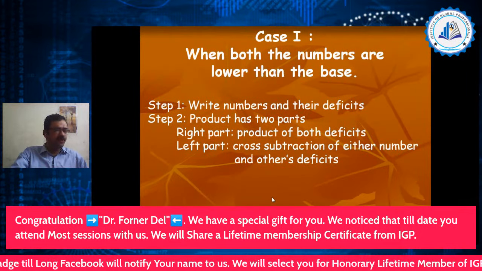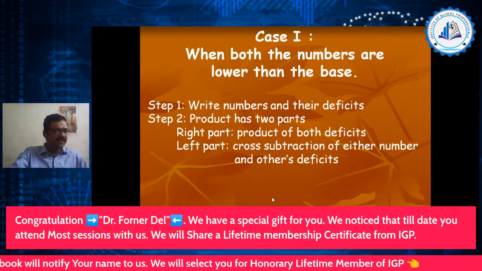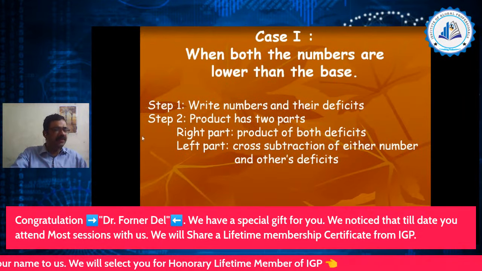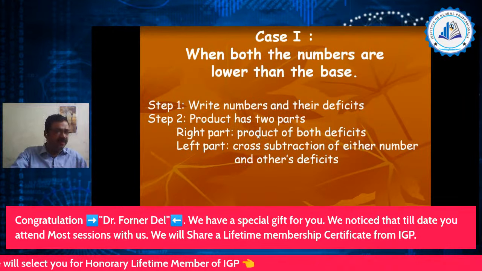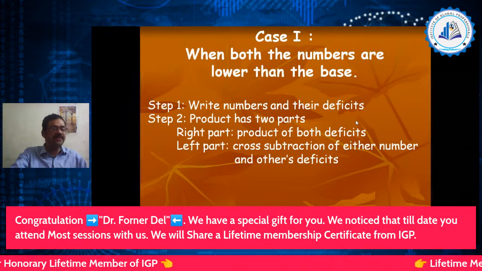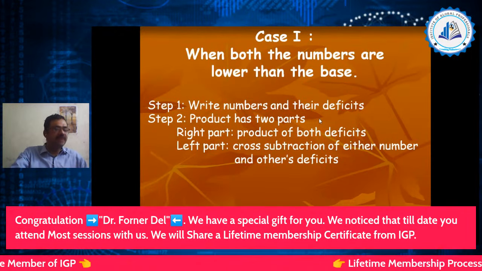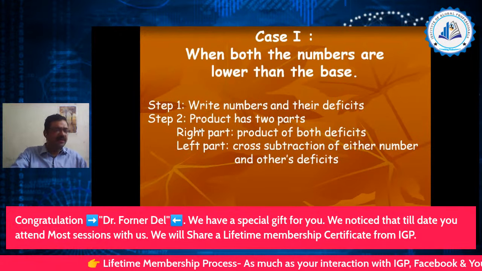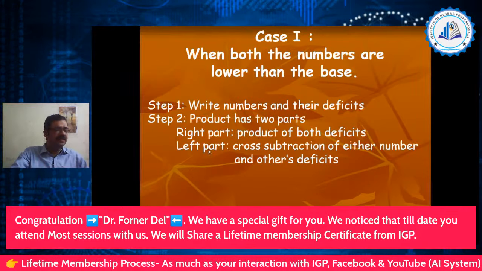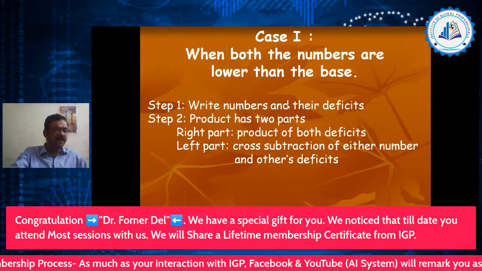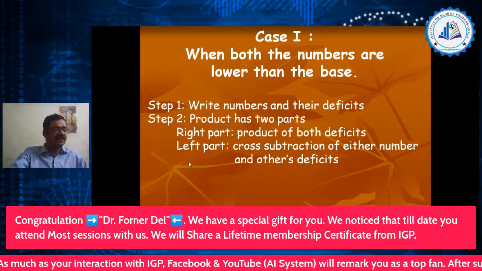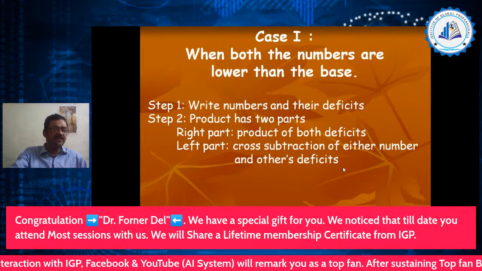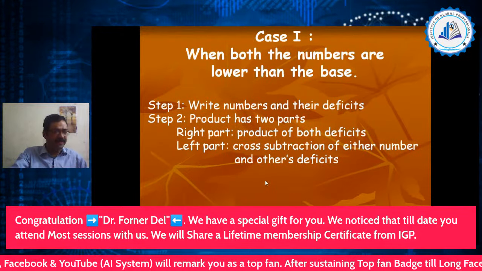In this case, we find the product of the two numbers in the following two steps. Step one, write the numbers and their defects. What is a defect? Defect is the difference, base minus number. In the second step, the product has two parts. In the right part, the product of both defects. And in the left part, cross subtraction of either number and the other defect.